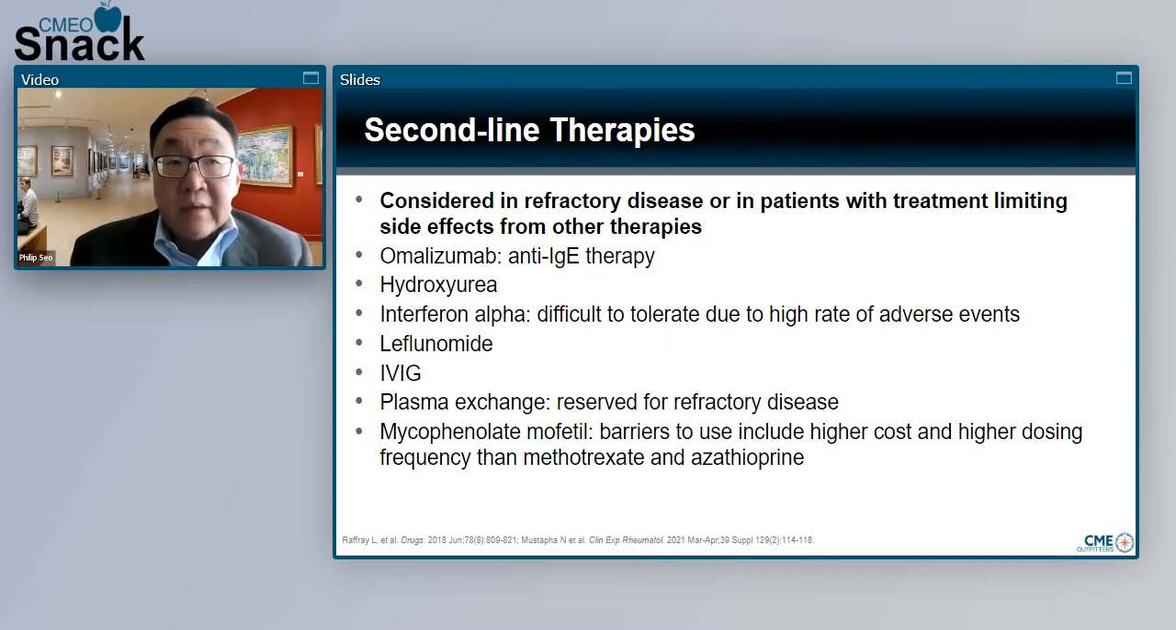I think the main downsides of mycophenolate, frankly, are cost and dosing. For most patients, mycophenolate mofetil will be 2 to 3 pills twice a day. And the cost is significantly greater than it is for methotrexate or azathioprine. So for many patients, one of those issues becomes a problem.